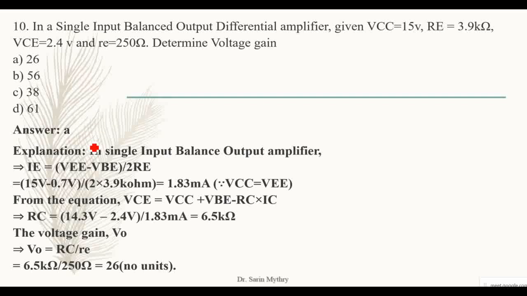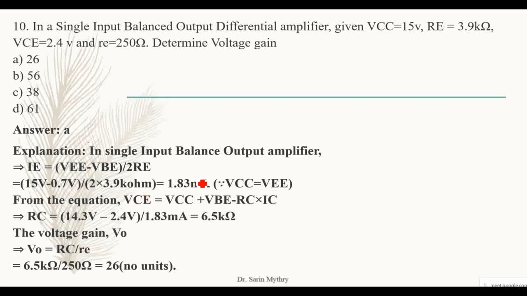Now the formula for this one is IE equal to VEE minus VBE upon 2 RE, and all the values are known to you. Substitute the values. We know that VCC equal to VEE, only the polarities change: plus VCC and minus VEE. Normally in the laboratory we might have used plus or minus 12 volts. That means VCC will be plus 12 volts and VEE equal to minus 12 volts. Both have the same magnitude, only the sign, the polarity, changes. So that's why I have written here VCC equal to VEE.